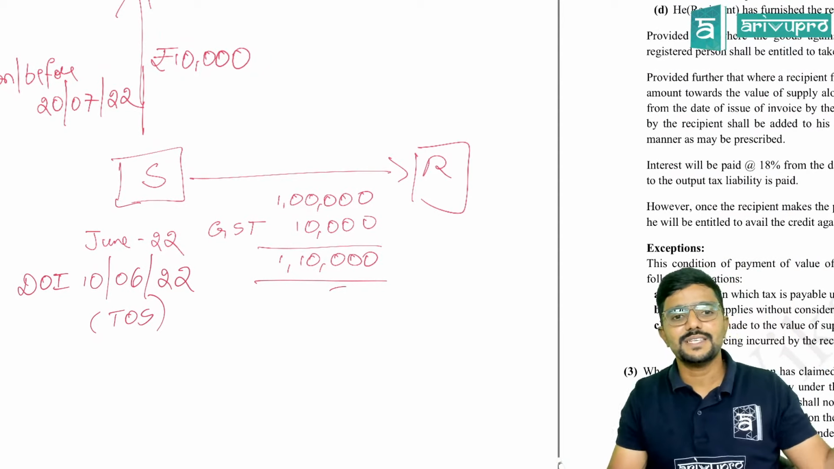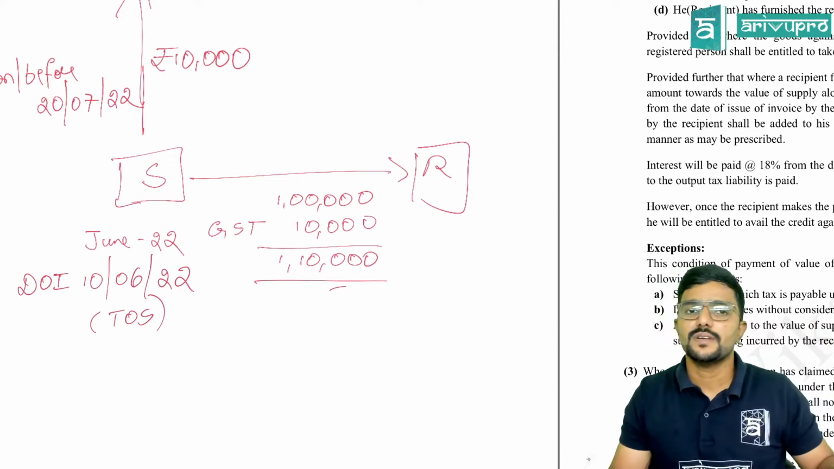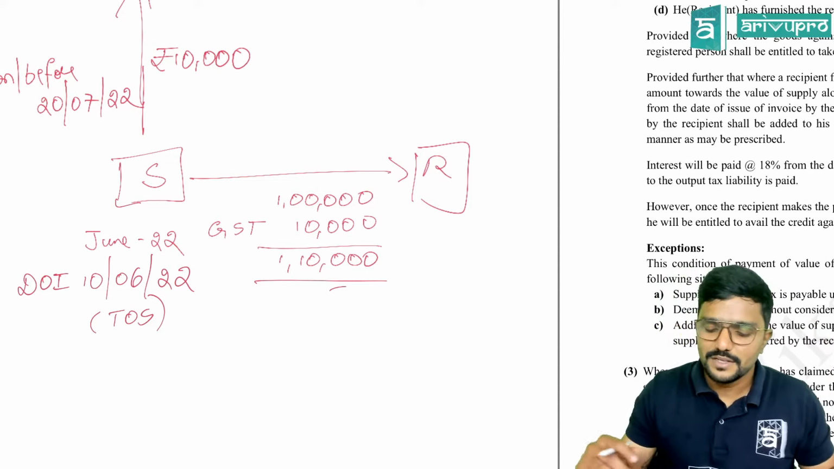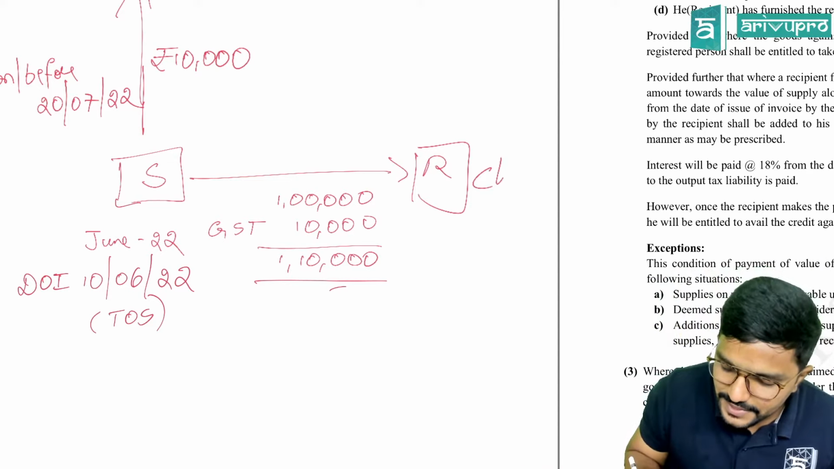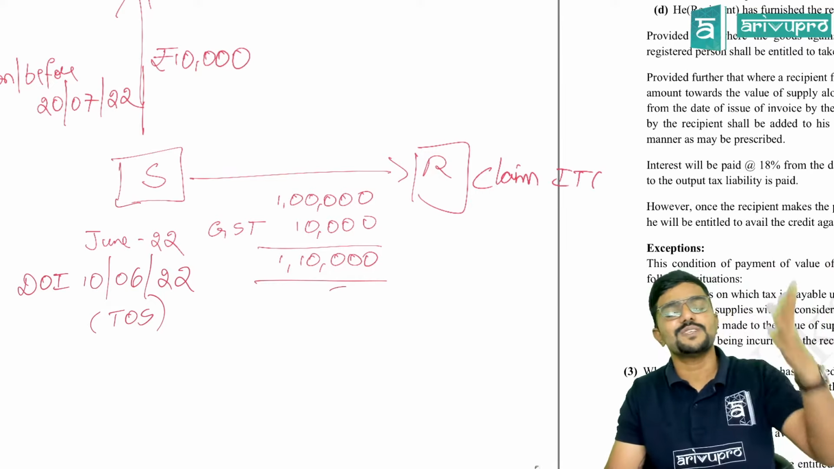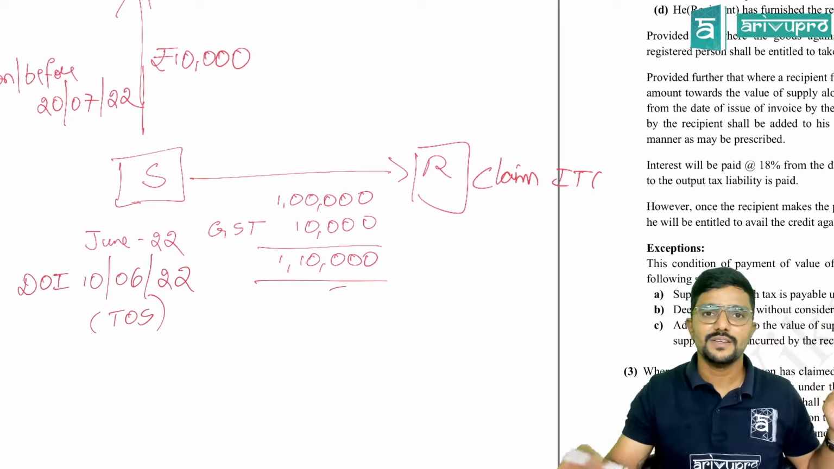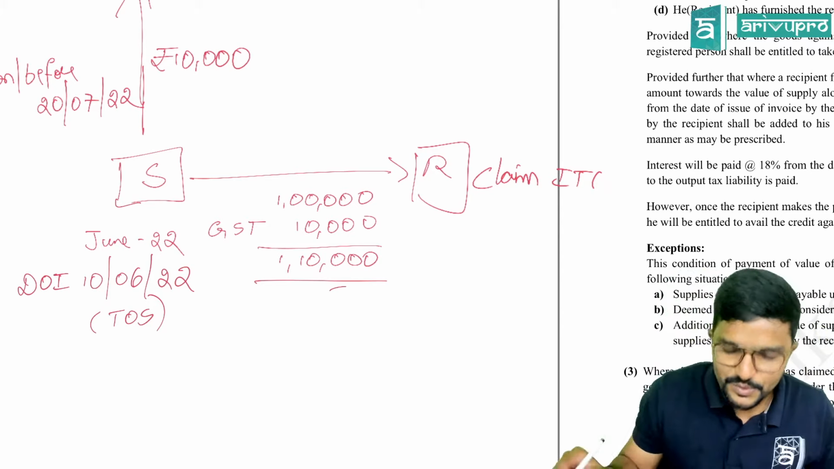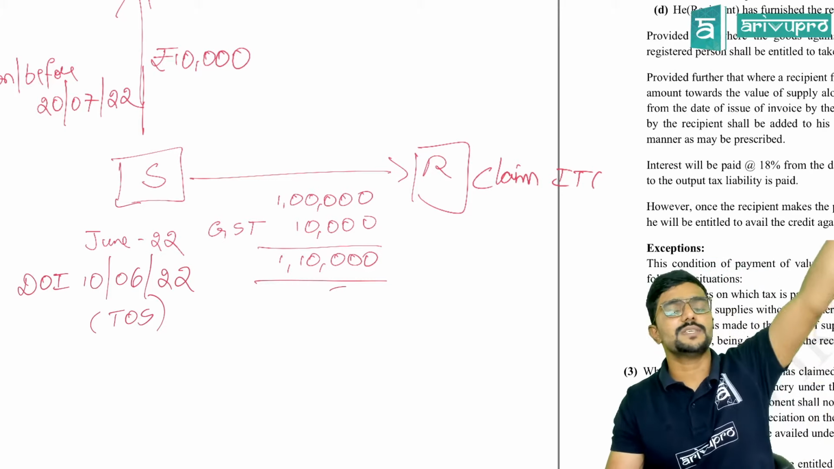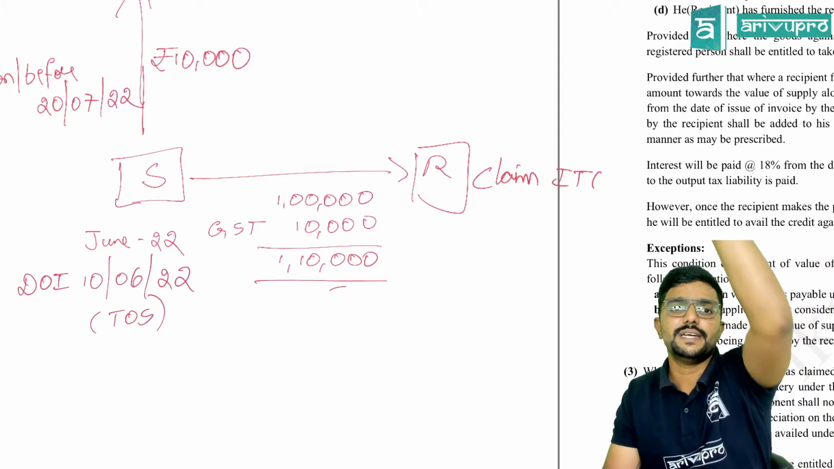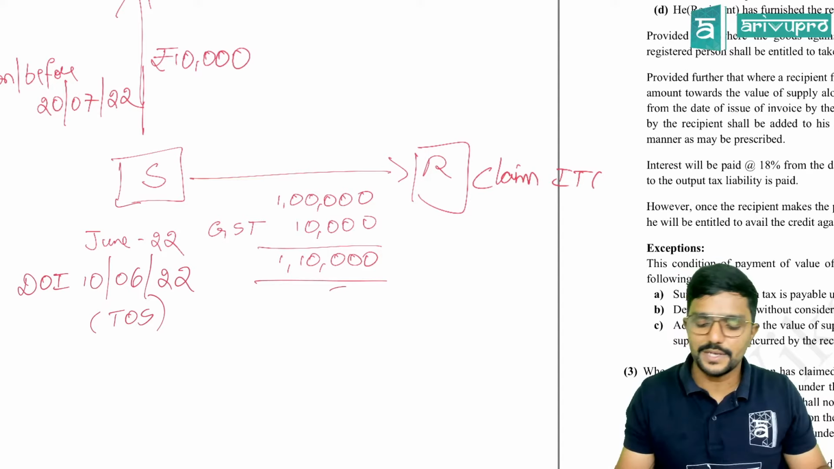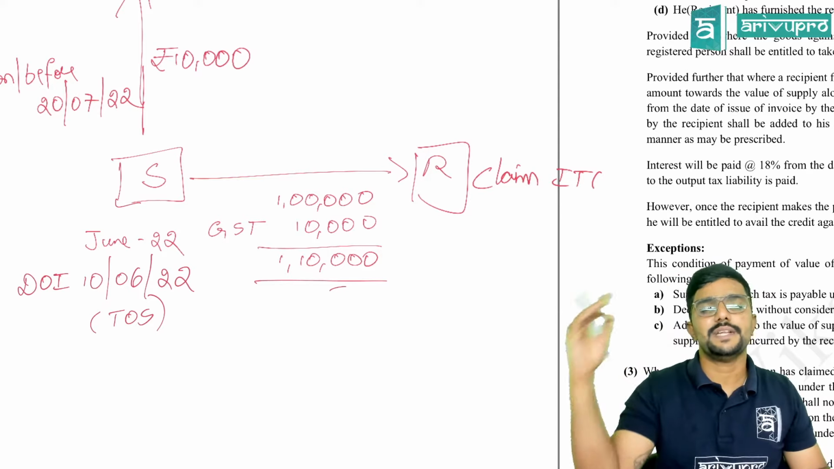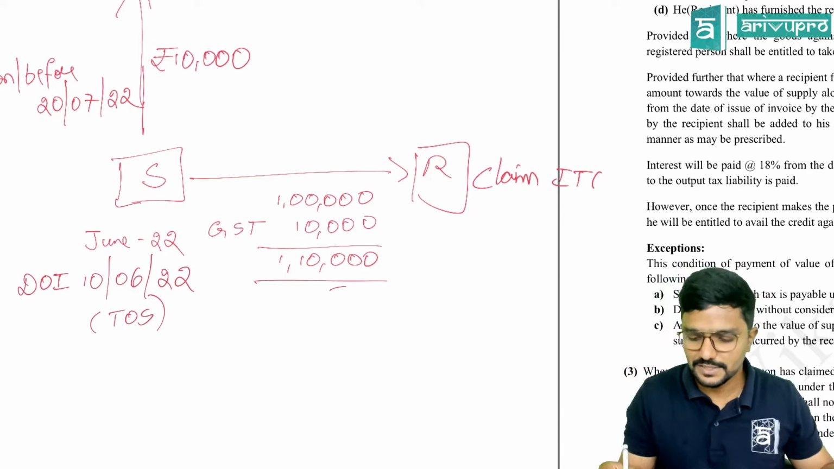That is, after the tax has been paid on or before 20th July, the recipient can claim ITC. Sir, he has not yet paid. No problem. The supplier has paid out of his pocket and the government has received the money. So in that case, can the recipient claim the ITC? Yes, he can claim the ITC once the tax is deposited by the supplier and he has given the details in GSTR 1. Okay, sir. So the recipient will claim the ITC provided all other conditions are satisfied.